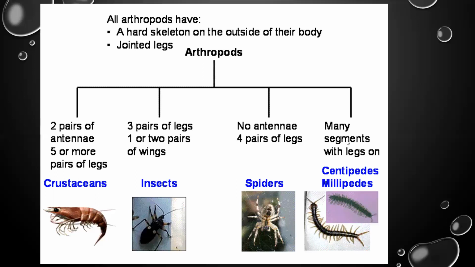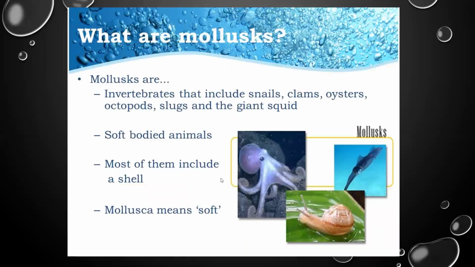What else? Arthropods with many segments with legs on each, for example the centipedes and millipedes. We already talked about this last week. And then let's proceed to the mollusks.